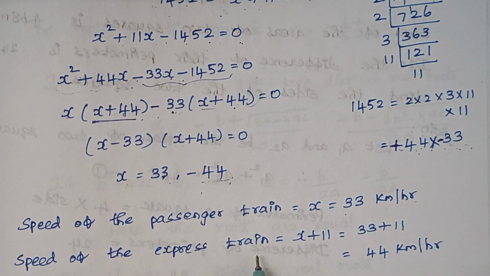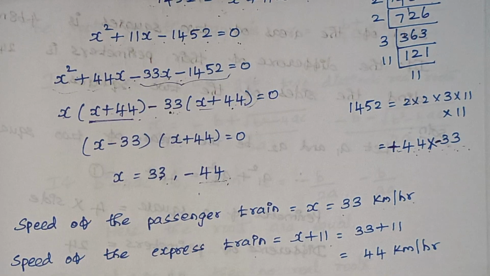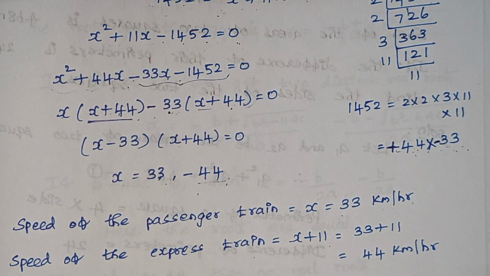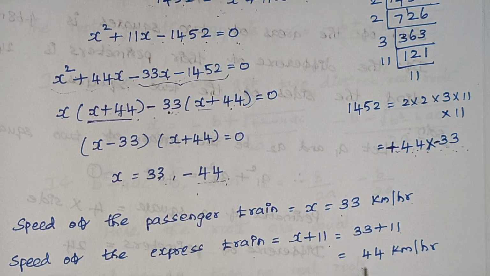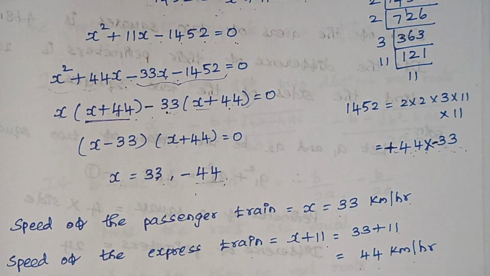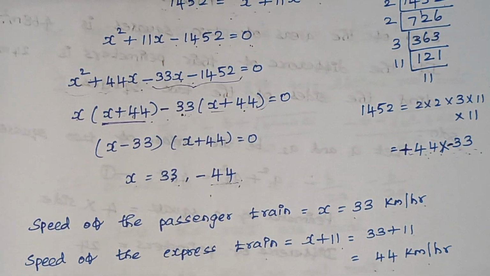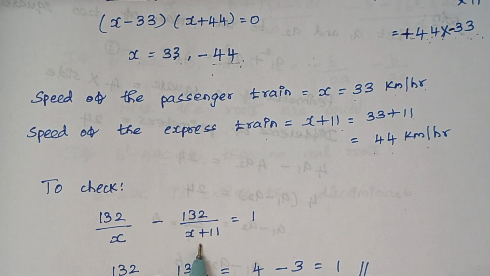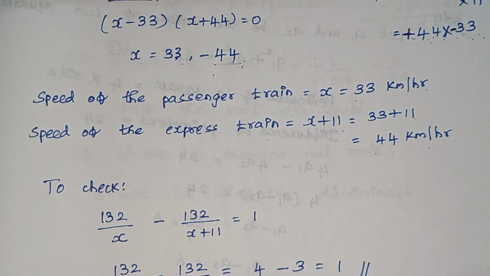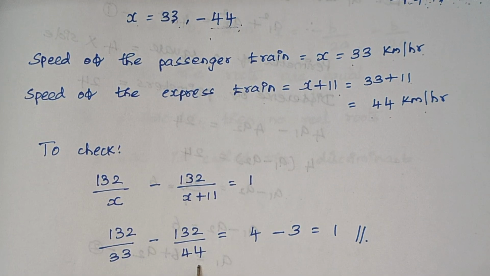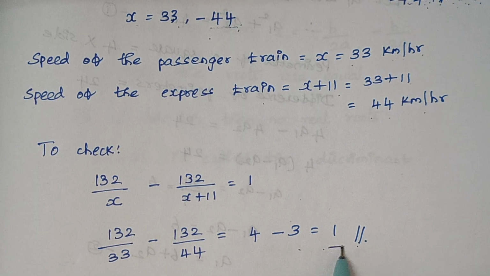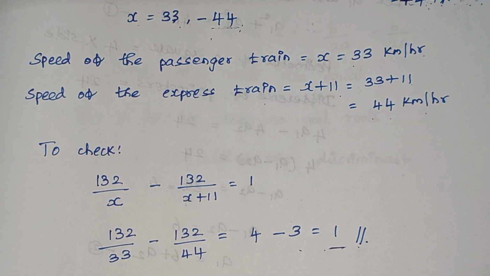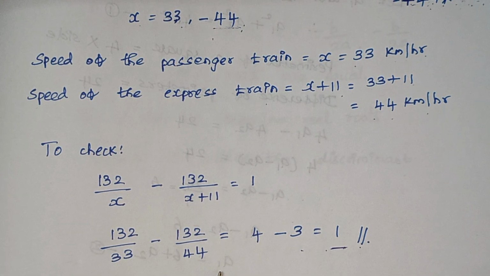Whereas the speed of the express train is x plus 11, right? It is 11 more than the passenger train. Therefore, 33 plus 11 gives you 44 km per hour. So, if you want to cross check, again you can consider the relationship between the two. That is, 132 by x minus 132 by x plus 11 is equal to 1. So, when you substitute the value of x and x plus 11, you see here we have 4 minus 3, which is equal to 1. So, this satisfies the given statement in the question. Right. So, this problem gets over here.